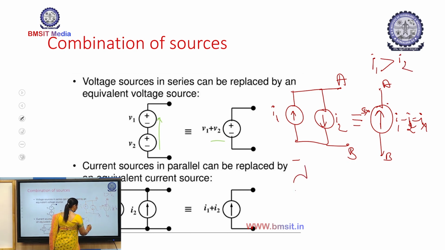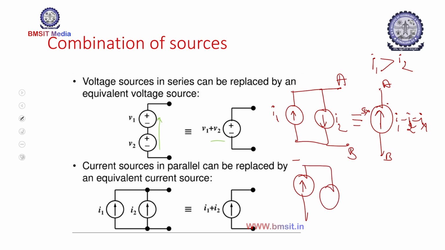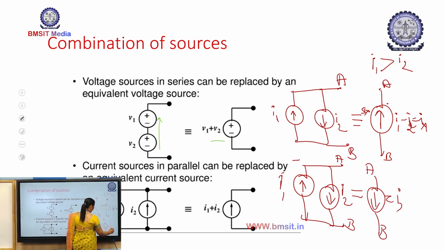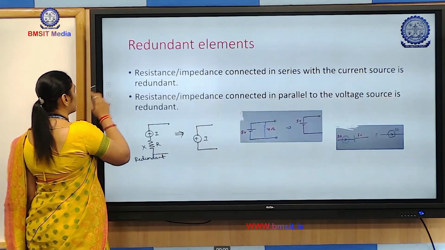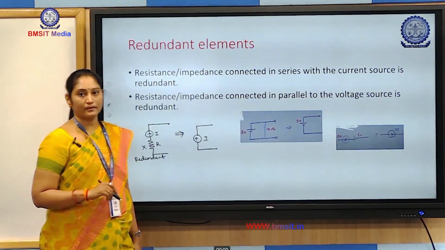Similarly, this will be equal to I2 minus I1, considering the value of I2 is greater than I1. Okay, I hope you have understood the combination of sources. Let us move to the next section, redundant elements.